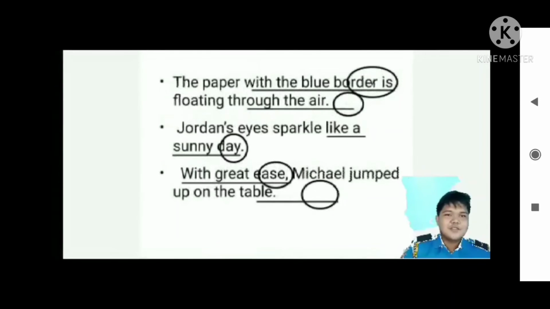Let's answer this question. So, "with the blue borders" is a prepositional phrase, and "borders" is the object of the preposition. And the next, "like a sunny day" is a prepositional phrase. "On the table" is a prepositional phrase, and "table" is the object of the preposition.